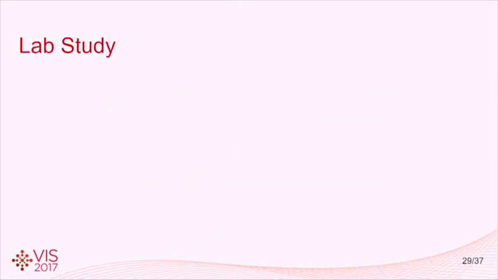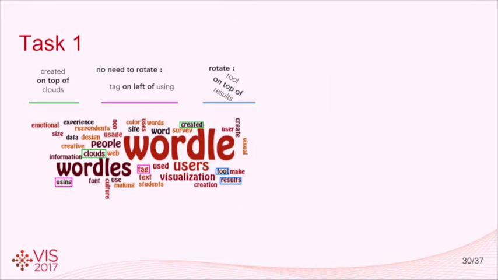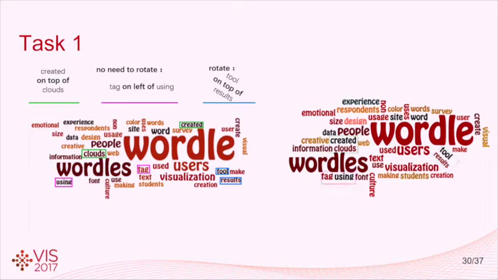Here goes the lab study. In this part, we compare EdWordle with ManyWordle. We invited 16 participants and defined the following procedure for the study. I'll just explain 2 tasks. Task 1 is pairwise movement, which intends to test simple and common interactions of word placement. For example, we asked users to put "created" on top of "clouds", "tag" on left of "using", and "tool" on top of "results" with a small angle of rotation. And let's see a good work of this task. We consider this result to be a successful one for the example task.